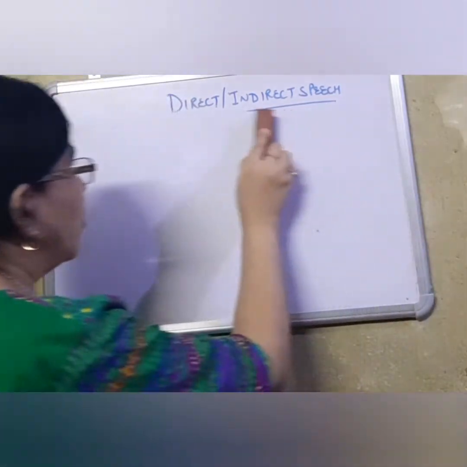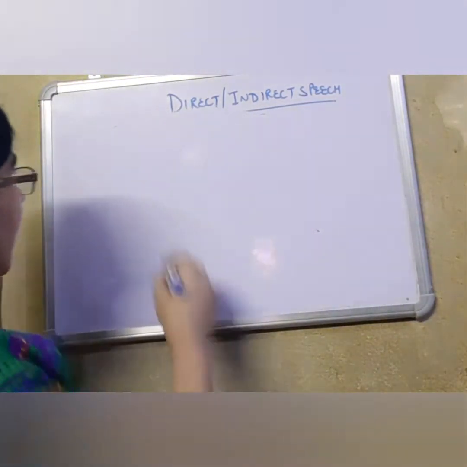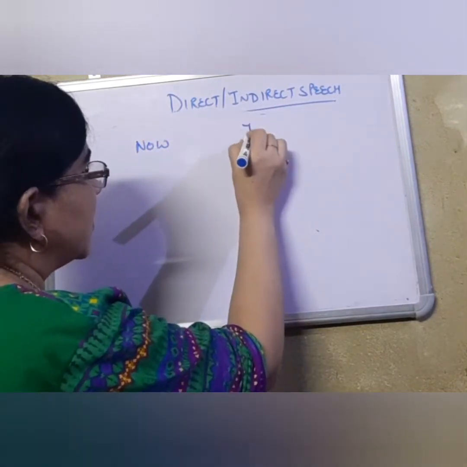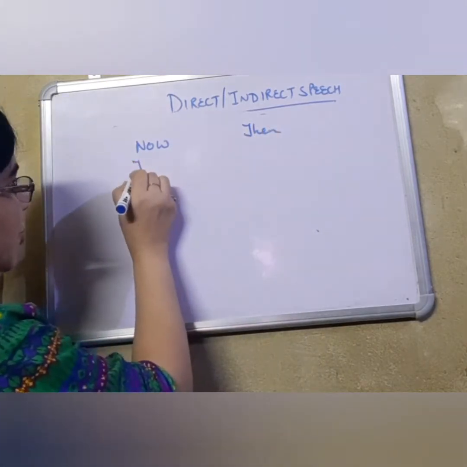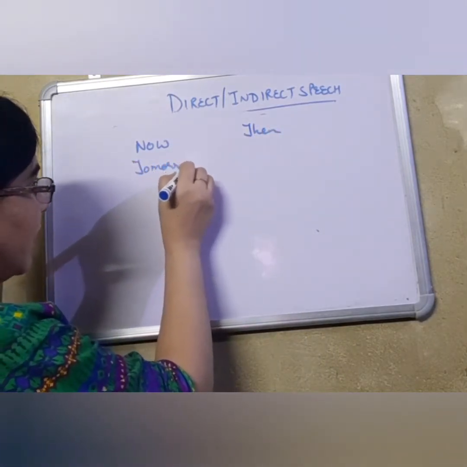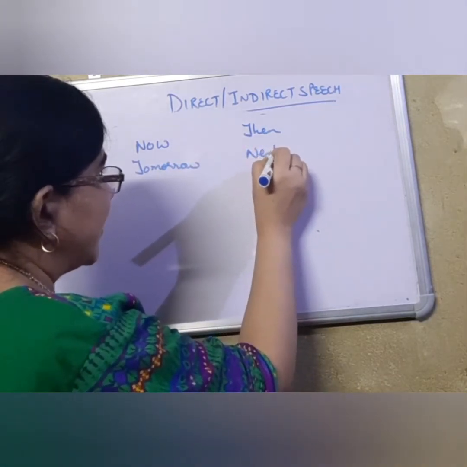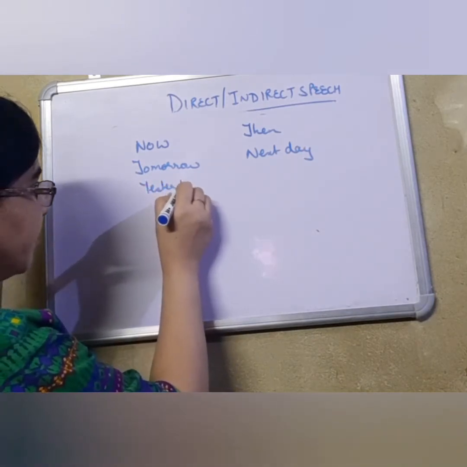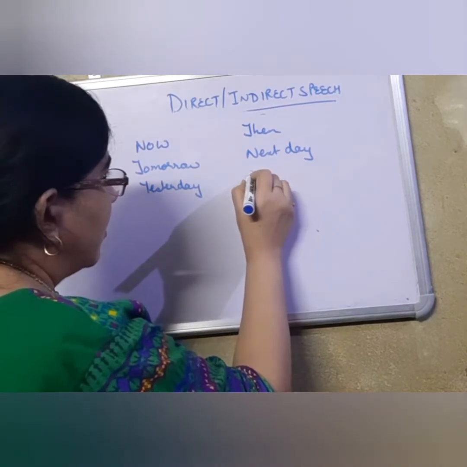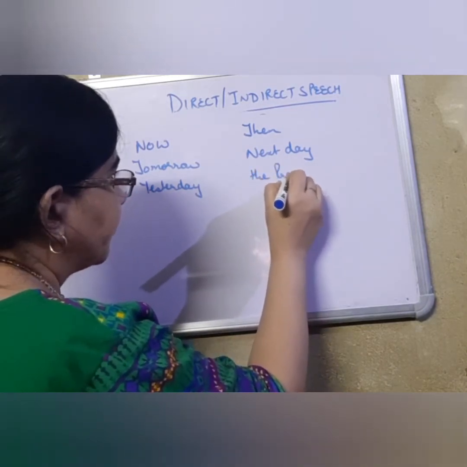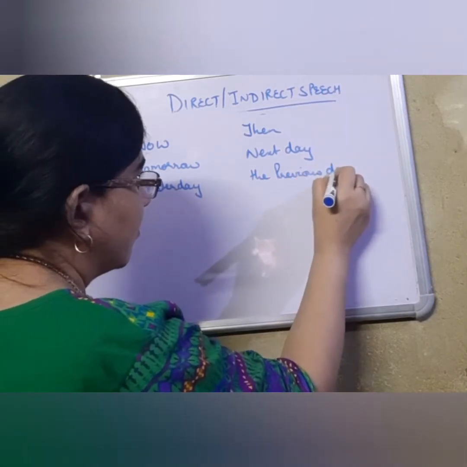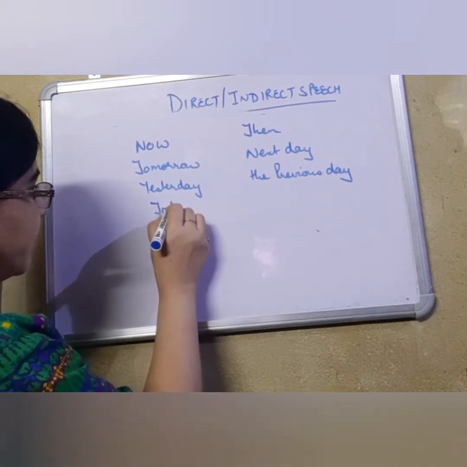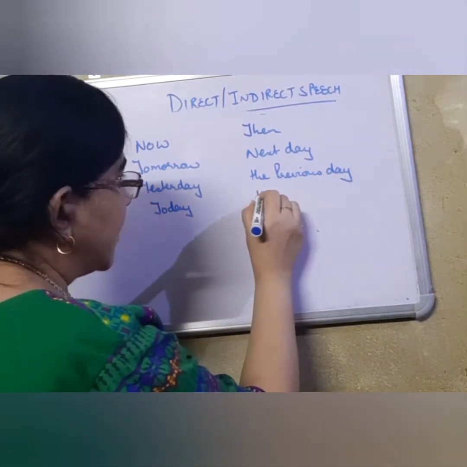Before we move on, we have to also understand that if now is given in your direct speech, you will be converting it into then. Tomorrow is given, you will be converting it into next day. Yesterday is given, the previous day. Then today is given, that day.